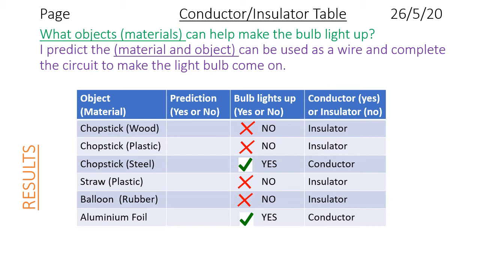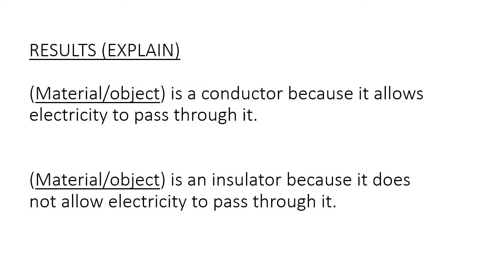So any material or object that resulted in no is what we call an insulator. Any material and object that resulted in yes is what we call a conductor. So you can use these sentences when you study to explain a conductor and insulator. So you can say, steel is a conductor because it allows electricity to pass through it. Plastic is an insulator because it does not allow electricity to pass through it.